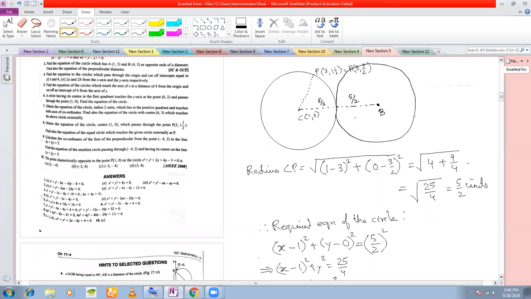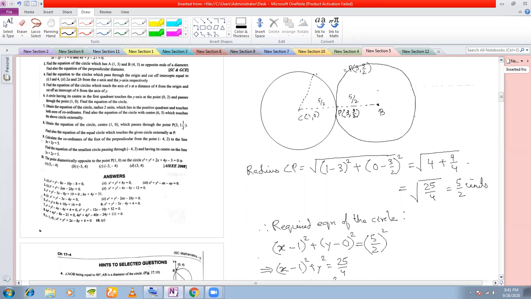So how will you find out the center of this circle? It touches at P. Let us say the point was here. It is touching at P. What is the coordinate of P given here? 3, 3 by 2. This is the coordinate of P given.